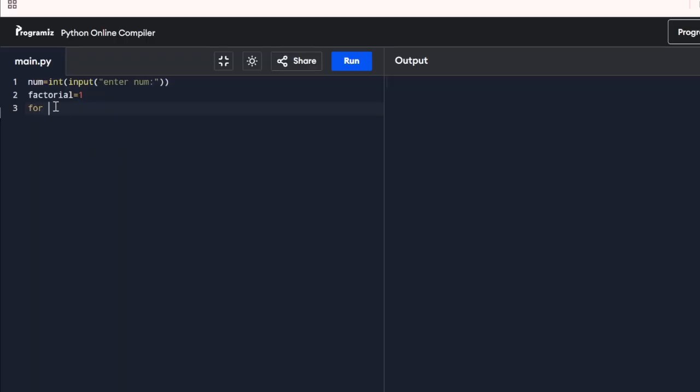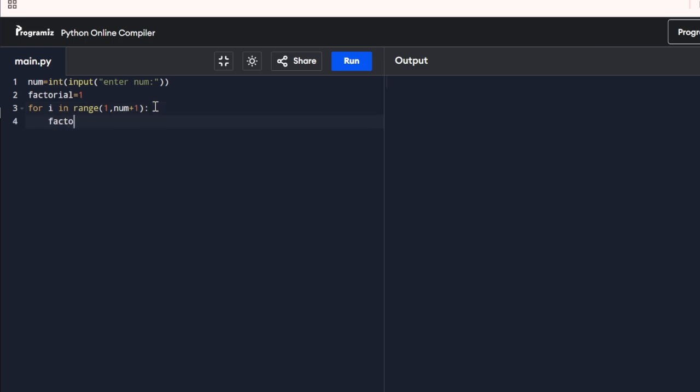So for i in range of 1 comma, we need to start from 1 and end at num plus 1, because in this range, if we just write num, then it ends at the number before, which does not include num itself. If we increment the number here with plus 1, then it stops at the exact num number. So that's the reason we need to do the increment here.